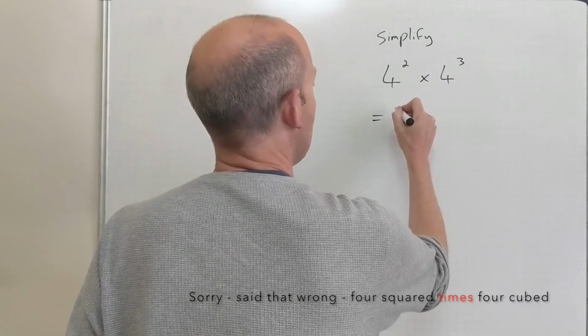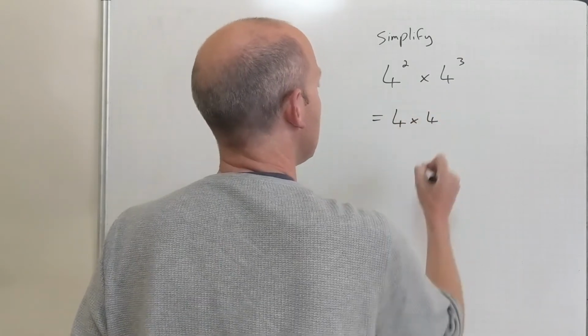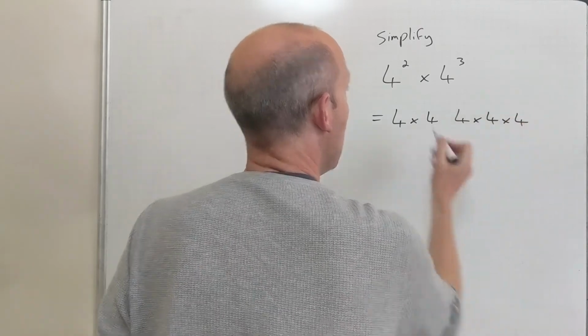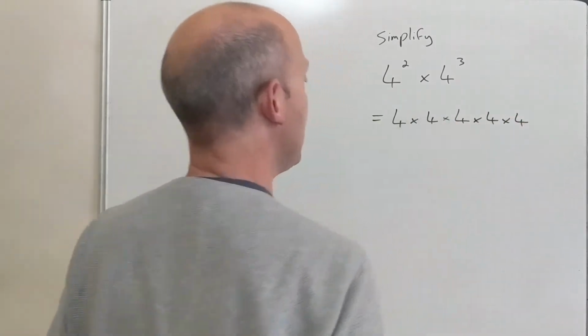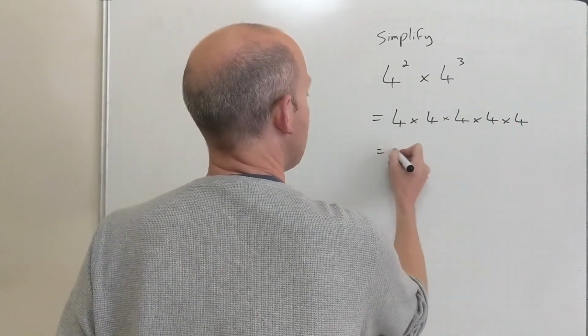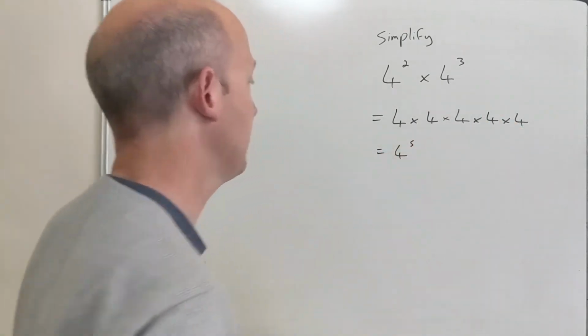Well, let's write this out longhand. 4 squared is 4 times 4. 4 cubed is 4 times 4 times 4. We're multiplying those together. So what have we got? We've got 1, 2, 3, 4, 5 fours. That is 4 to the power of 5.